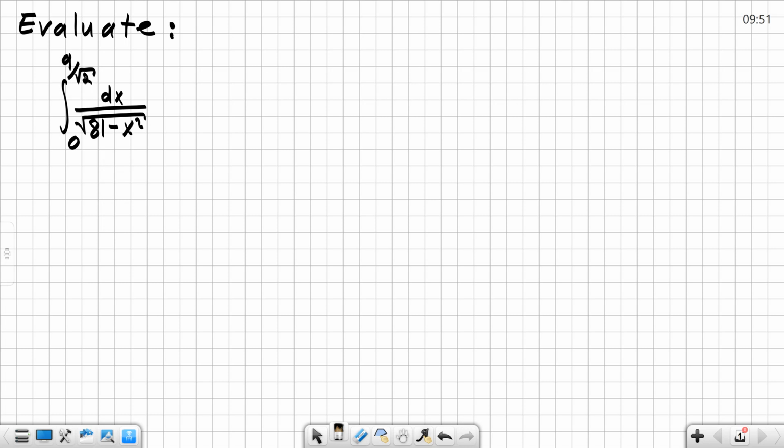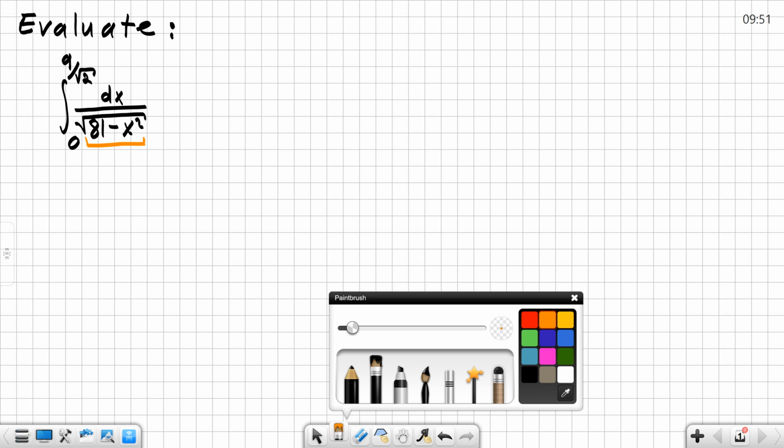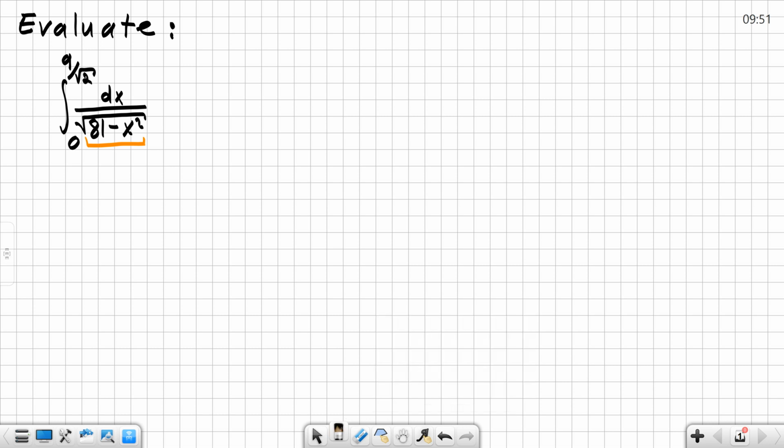We want to evaluate a fairly simple integral, the integral from 0 to 9 over the square root of 2 of dx over the square root of 81 minus x squared. I need to find a substitution that will turn 81 minus x squared into a perfect square, so that afterwards the square root is going to disappear in the denominator.